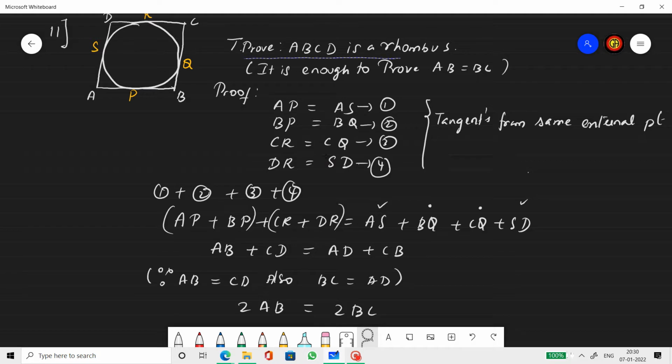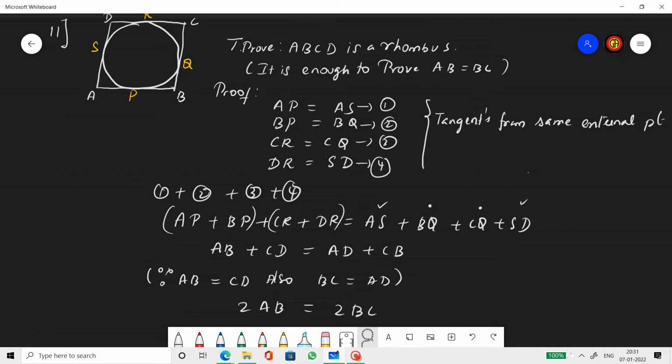So to prove ABCD is a rhombus, it is enough to prove that AB equals BC. The reason? Because it is already said in the question that ABCD is a parallelogram. If it's a parallelogram, opposite sides are equal. Hence, it is enough to show that the adjacent sides are also equal here. Therefore, the parallelogram becomes a rhombus. So, in order to prove rhombus, it is enough to show AB equals BC.